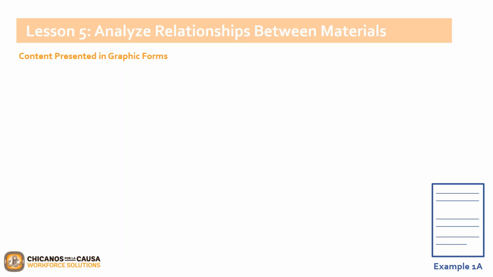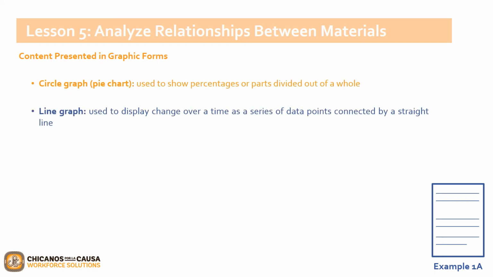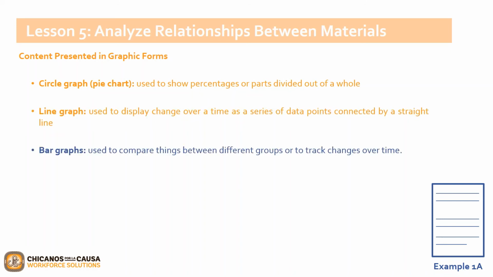Circle graphs show percentages or parts divided out of a whole. Line graphs are used to display change over time as a series of data points connected by a straight line. Bar graphs are used to compare change over a series of time. This can be found in everyday life, such as your electricity or water bill. Utility companies include a bar graph in your monthly utility bill to provide you with information on how your water or electricity consumption compares to months or years prior.